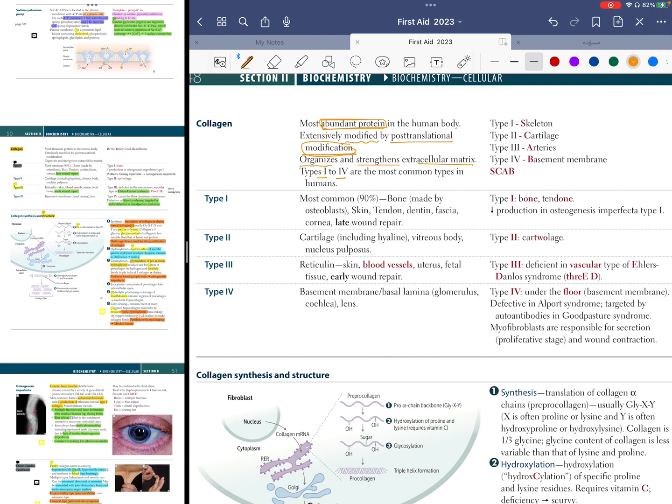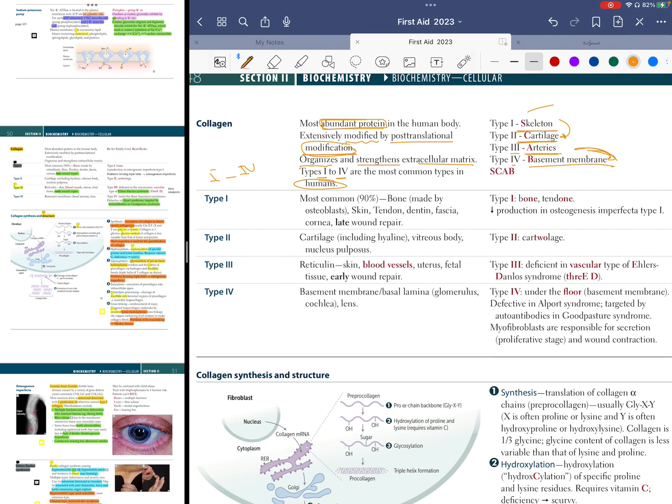Types 1 to 4 are the most common types in humans. Type 1 is found in the skeleton. Type 2 is in the cartilage. Type 3 is in the arteries. Type 4 is the basement membrane.